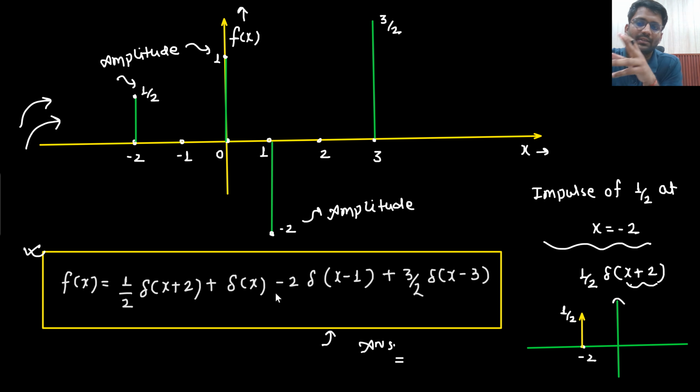Area of impulse 1/2 at x equals −2, area of impulse 1 at x equals 0, impulse of area −2 at x equals 1, impulse of area 3/2 at x equals 3. Understandable? So this is the end of your prerequisites.